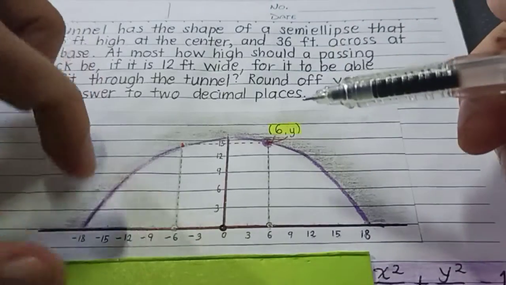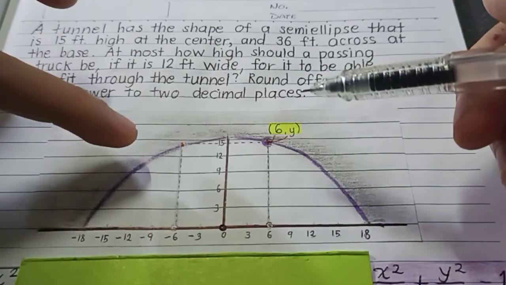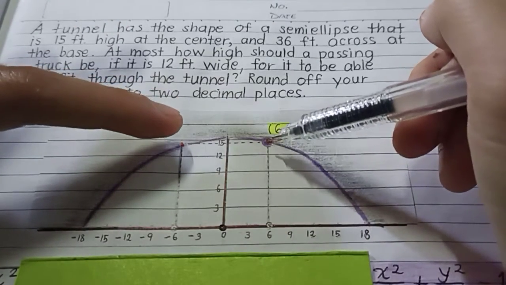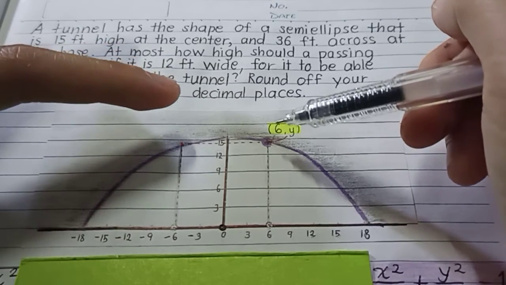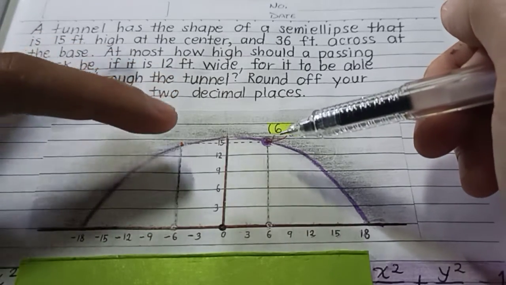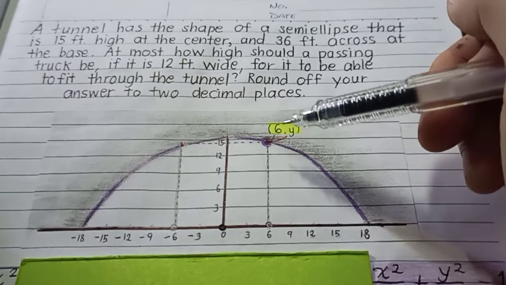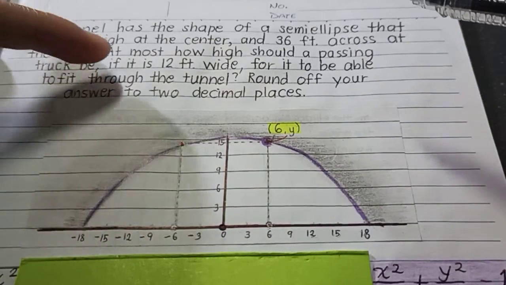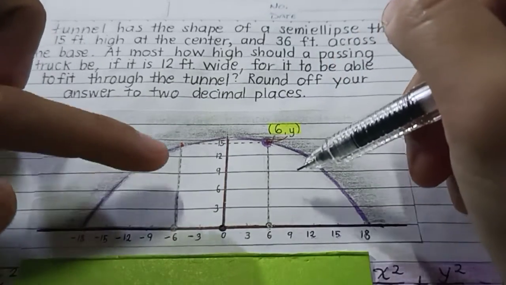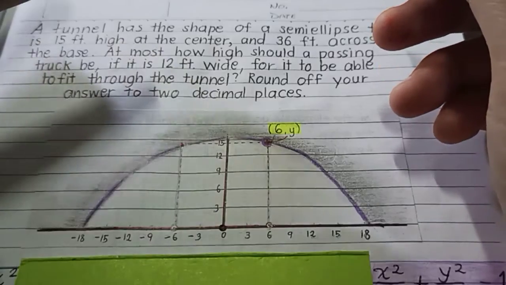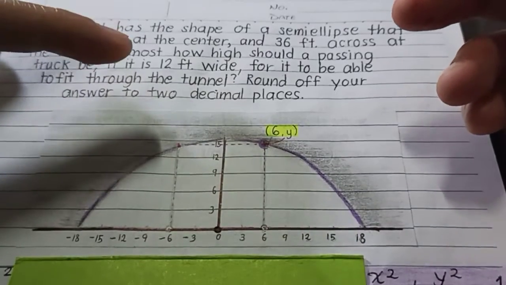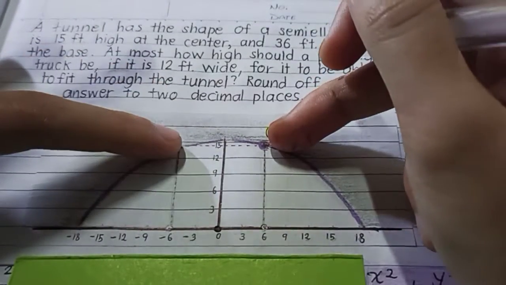So the safest decision of the driver would be to go through the middle. In the middle is also the highest height of the tunnel, where it is higher. So if my truck is tall, there is less damage I will receive. So, the question is, at most, how high should the passing truck be if it is 12 feet wide? Let's put it in the middle. Then we are sure it will not exceed 15 feet. Is there even a truck that measures 15 feet? I don't know. But we are sure it won't exceed 15.